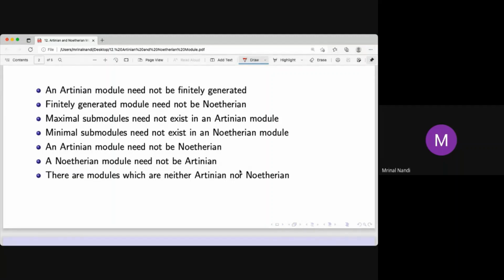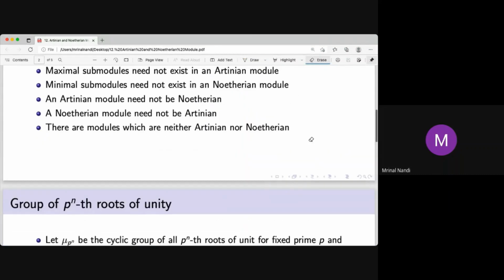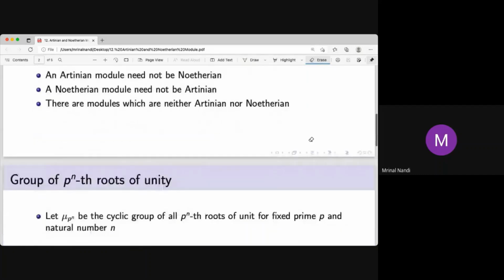Now there are some modules which are neither Noetherian nor Artinian. There are modules which are Noetherian but not Artinian. There are modules which are Artinian but not Noetherian. We will see them one by one. There are 7 things, so we will see this.